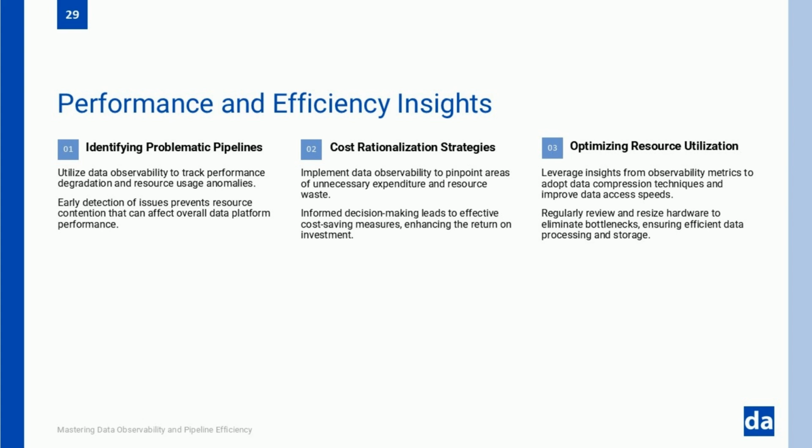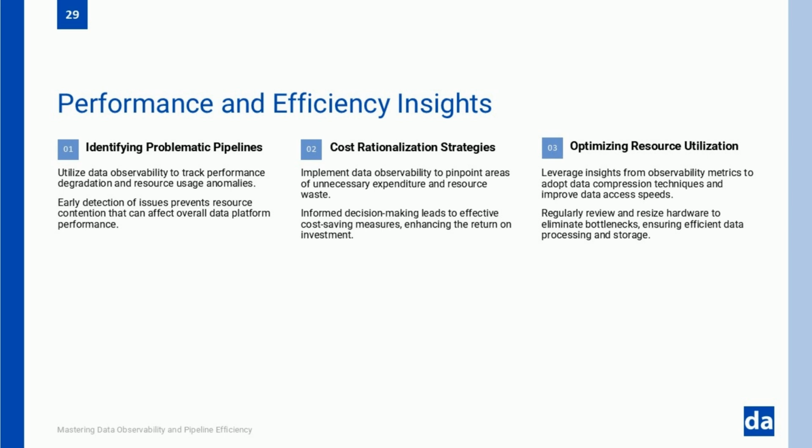This slide takes us deeper into performance and efficiency insights, the heart of an optimized, data-driven operation. 1. Identifying problematic pipelines. Think of data observability as a 24/7 surveillance system for your pipelines. It tracks performance degradation and resource anomalies. Early detection. It's like spotting a small crack in the dam before it floods the entire village. This approach minimizes downtime and maximizes performance. What's the most common issue you've faced in pipeline performance? Share below. Your solution might help others.